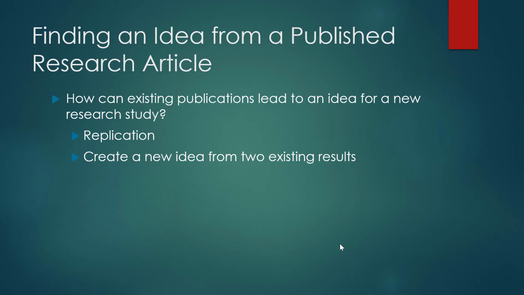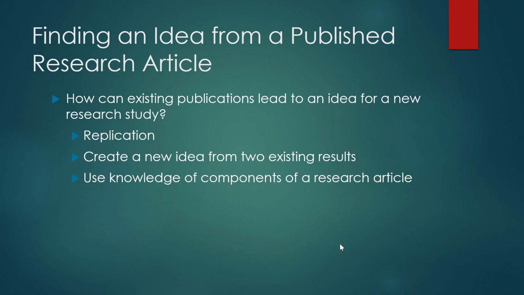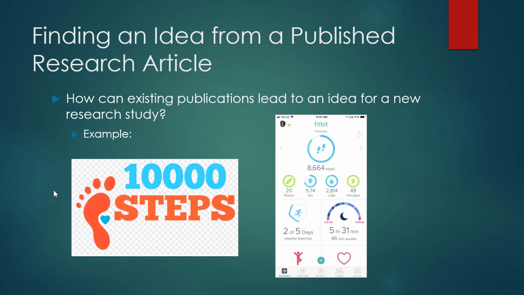You could create a new idea from two existing results. Take methodologies that you see in two of the articles that you found for your literature review, maybe. You could also use knowledge of components from different research articles, especially the introduction, the discussion, the references. Those are good places to gather information that maybe you could find an idea from. So this is just another example of how existing publications could lead to an idea for a new research study.